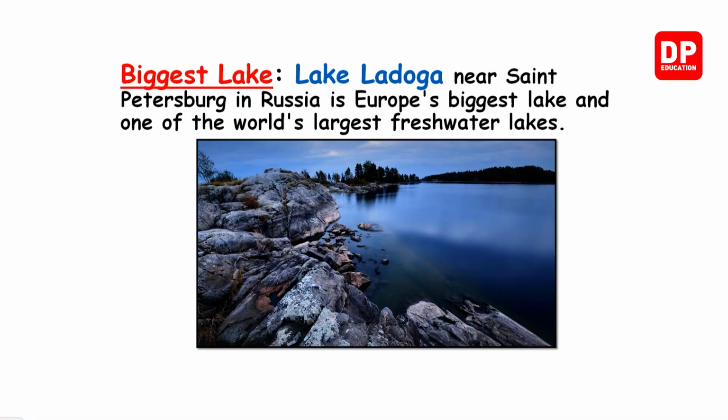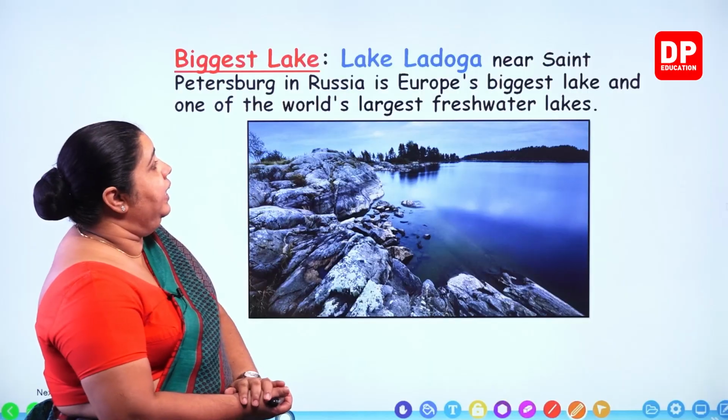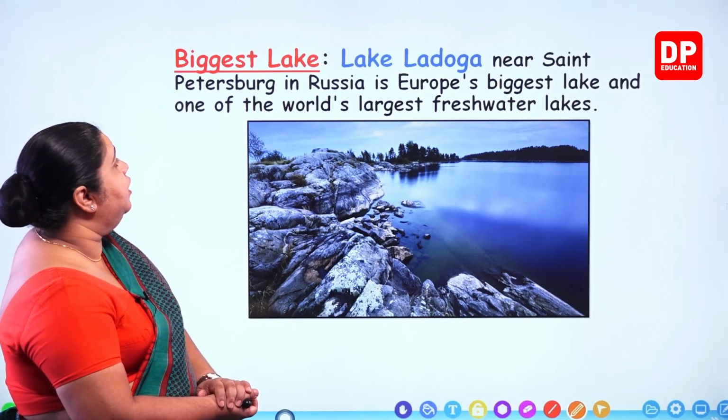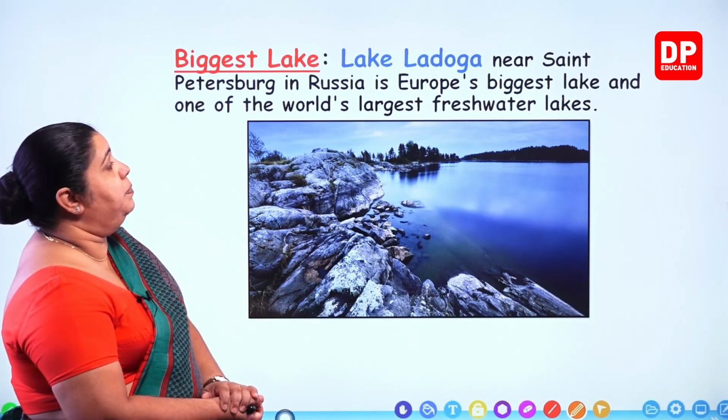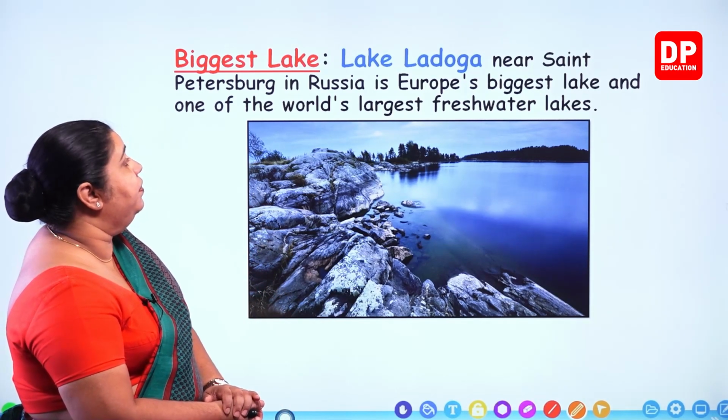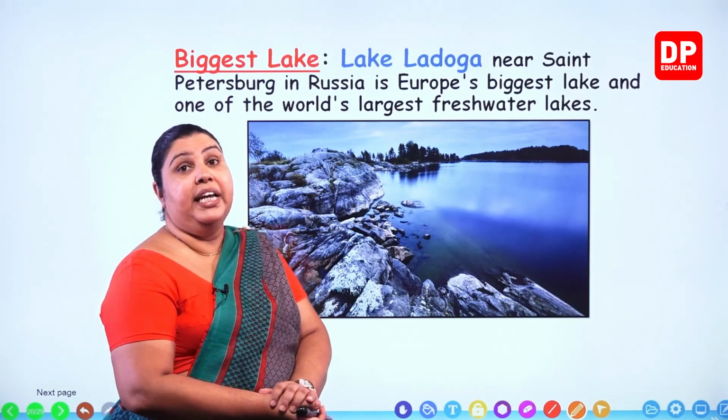Biggest lake. What is the biggest lake? The biggest lake in the European continent is Lake Ladoga. This is Lake Ladoga. Lake Ladoga near St. Petersburg in Russia, in Europe, Europe's biggest lake and one of the world's largest freshwater lakes.